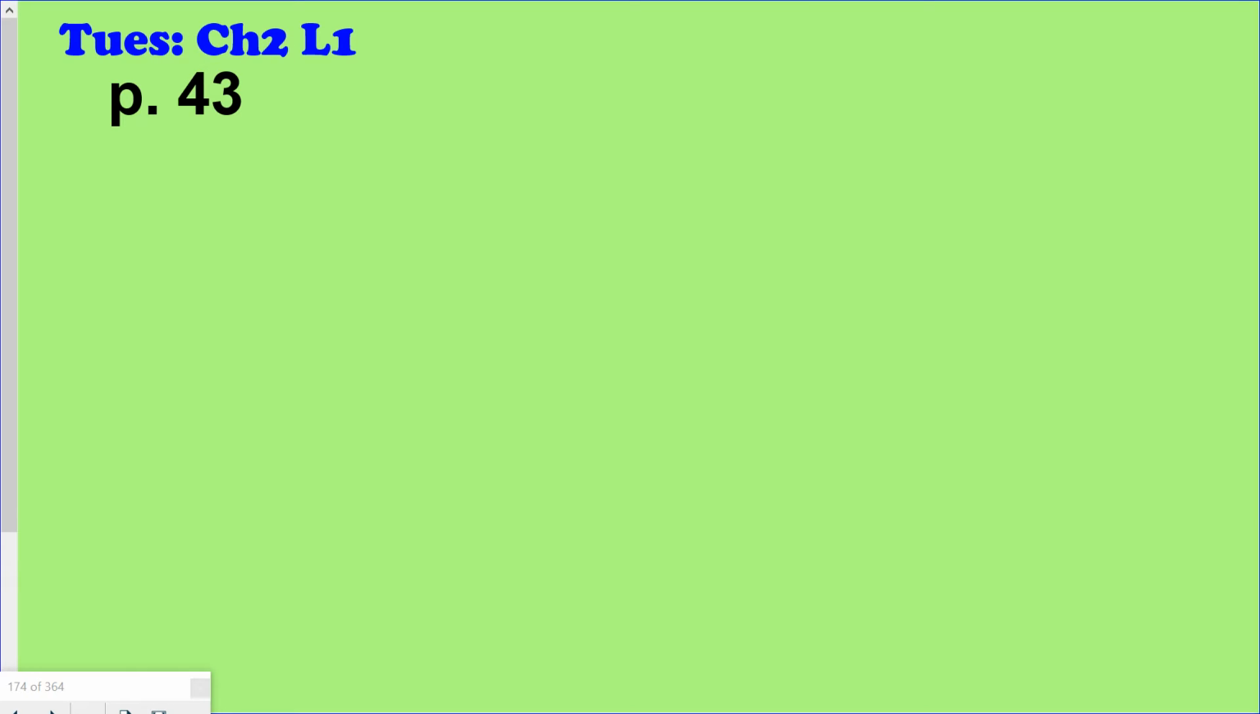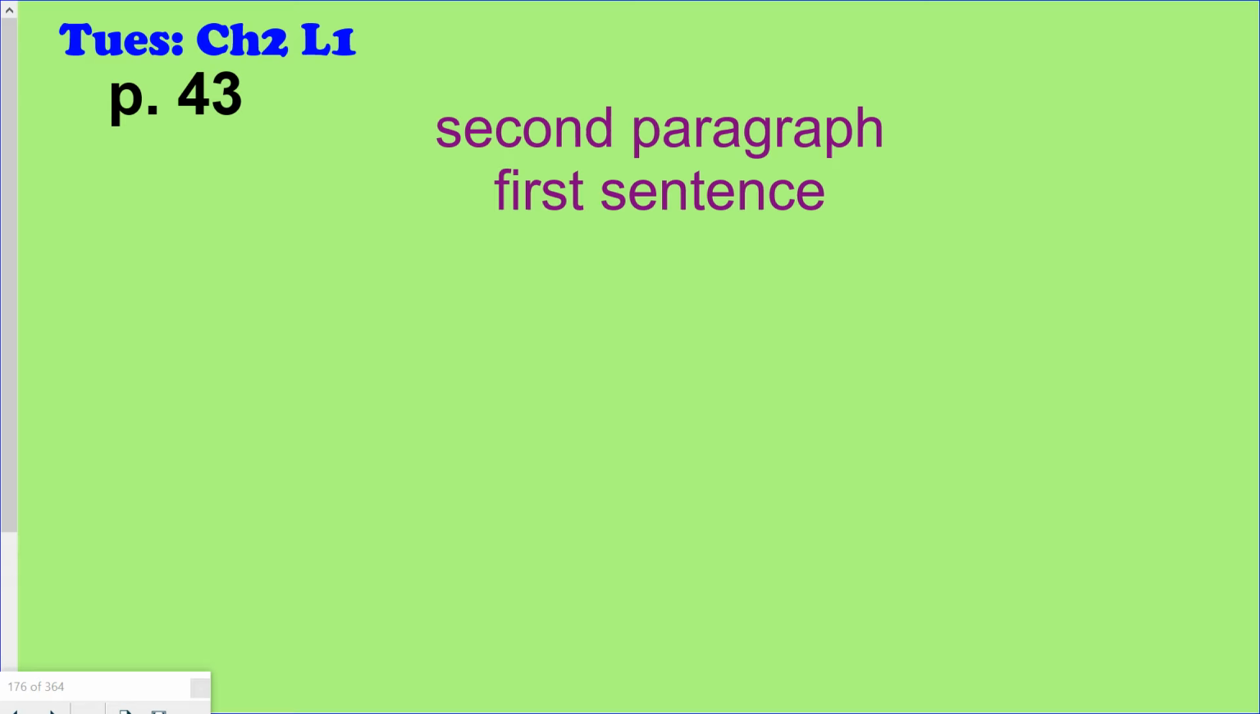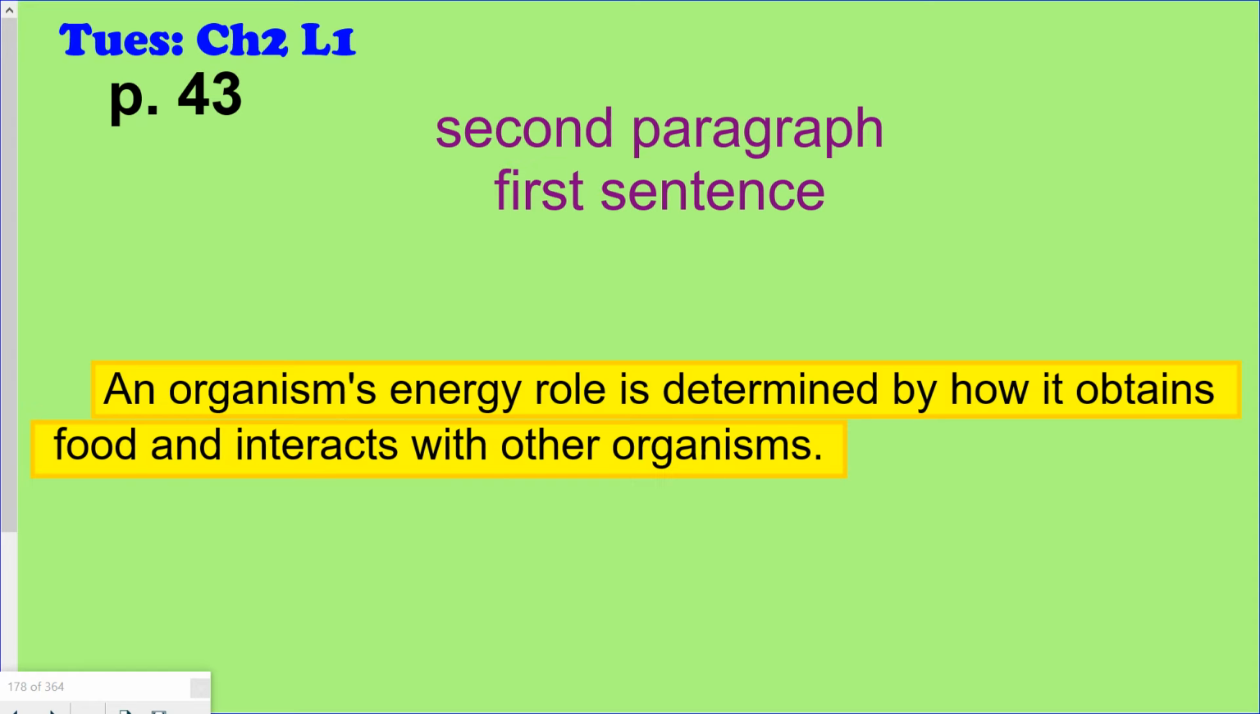So we're going to start on page 43, focusing in at the very top section. There are two paragraphs. I want you to go to the second paragraph and the first sentence. It is the sentence before the bold print sentence, because that's what the first part of these notes is going to be about. It says an organism's energy role is determined by how it obtains food and interacts with other organisms. So we need to have the understanding that there are two things that are looked at by scientists that then classify all living organisms into a specific group.